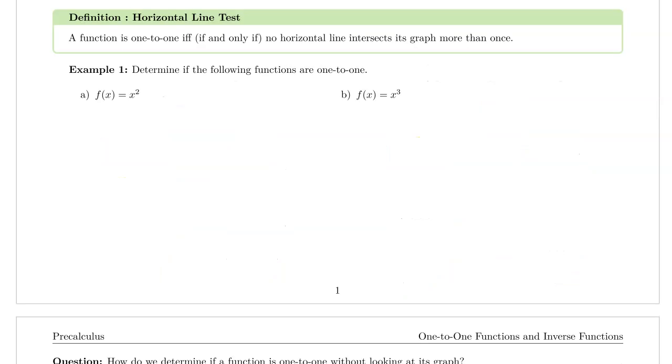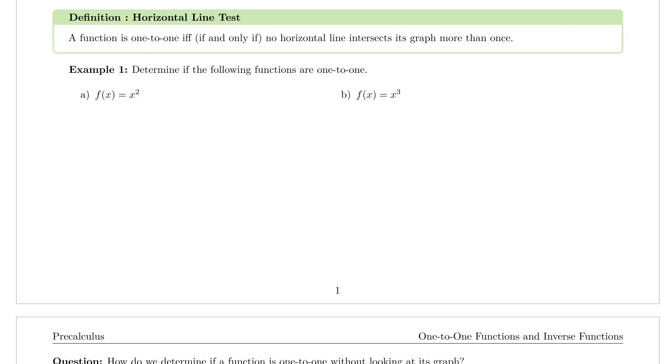So we're probably used to talking about the vertical line test. Here we're going to talk about the horizontal line test, which says a function is one-to-one if and only if no horizontal line intersects its graph more than once. Let's put this into action.